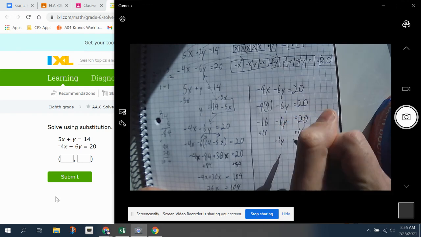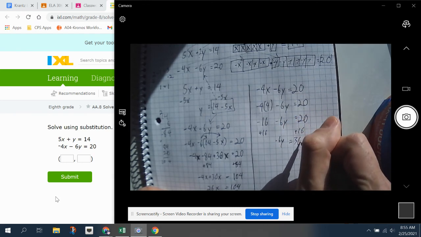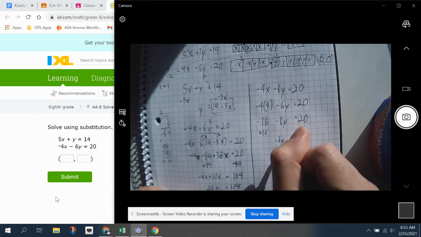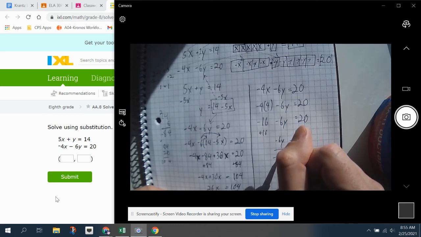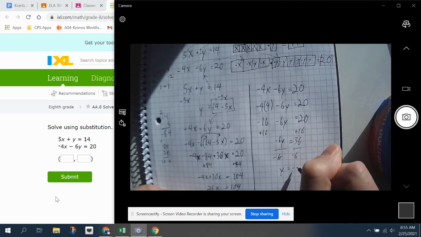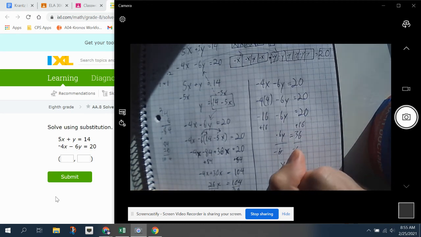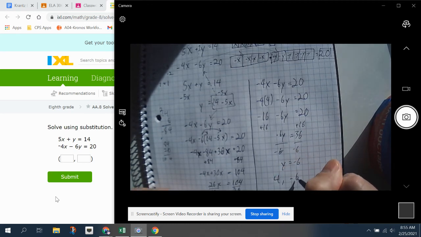So negative 6y equals 36. Divide both sides by negative 6. So I have y equals negative 6. There's my solution: 4, negative 6.